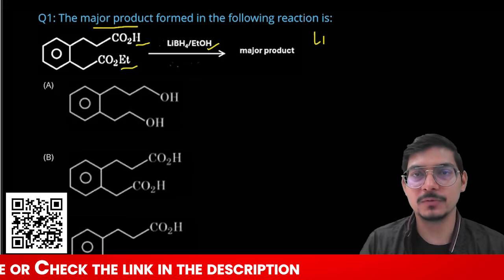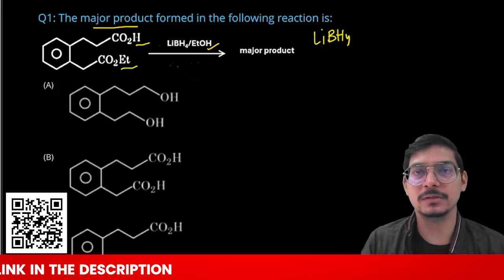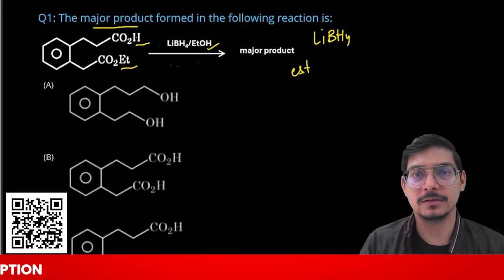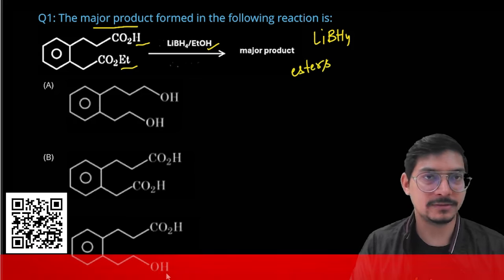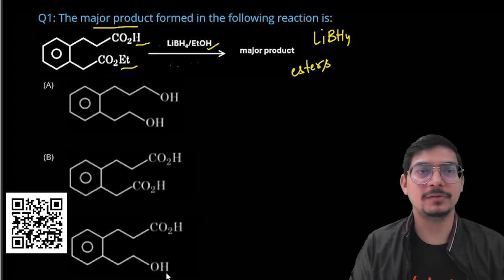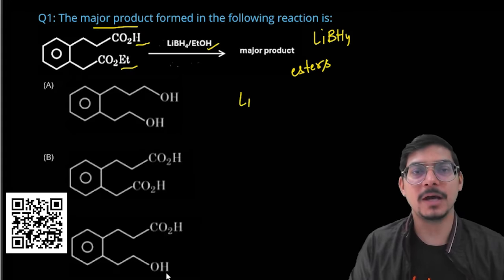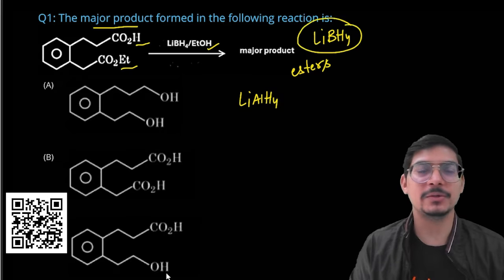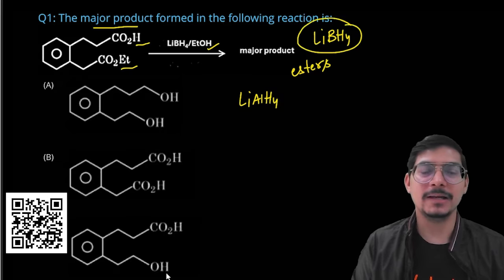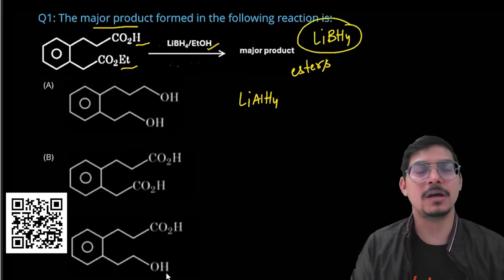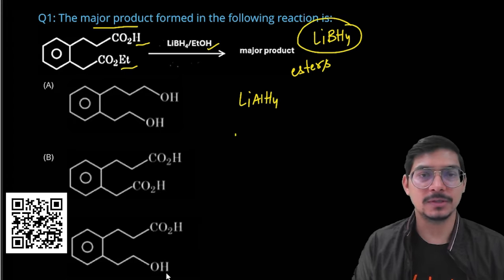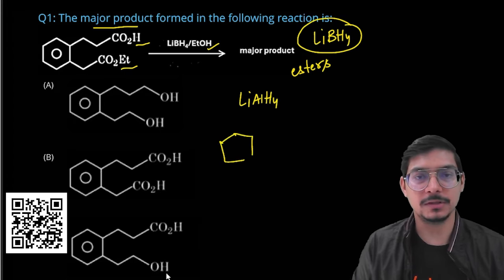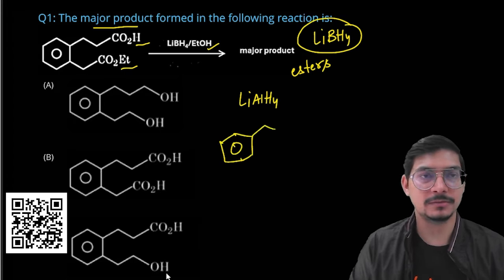LiBH4 is a selective reducing agent that reduces esters and not carboxylic acids. Generally, if you have a carboxylic acid and an ester in the same molecule, we cannot use lithium aluminum hydride because it's a very strong reducing agent. It reduces both functional groups. So LiBH4 is the reducing agent that comes to our rescue. LiBH4 reduces the ester, leaving the carboxylic acid unreduced. So the correct answer would be the one where the carboxylic acid remains untouched.